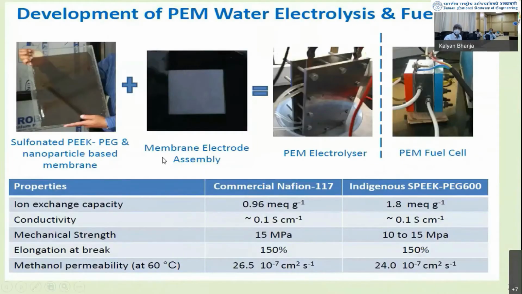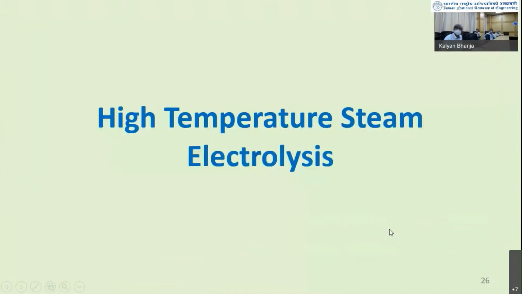In a nutshell, in closing, we can say this is the SPEEK membrane with PEG and silicon dioxide nanoparticle. This is the membrane. Then the MEA assembly is prepared, and that is tested in electrolyzer as well as fuel cell mode. If you compare the Nafion membrane with our SPEEK membrane, we can see performance wise they are matching, just matching. There's a little bit of difference in the ion exchange capability, but it does not matter. We can see the conductivity, they are at par, the same.